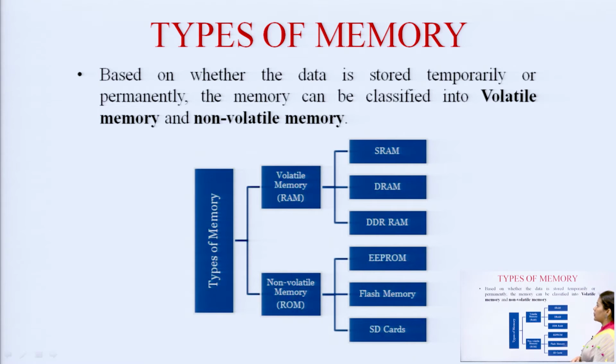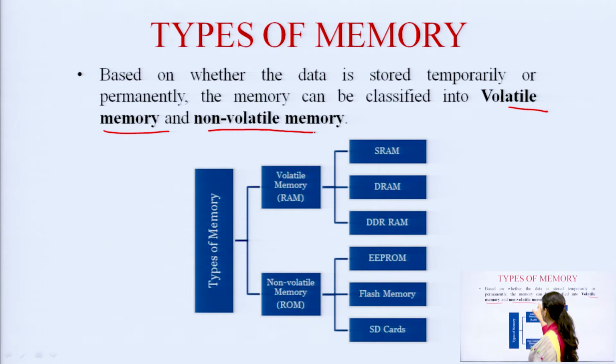So, what are the types of memories? Having a brief overview, they can be classified into two types, volatile memory and non-volatile memory. What we understand by the term volatile is that it can vanish. When the power is off, the data is also gone. That is known as volatile. And in non-volatile memory, when the power is off, the data is retained in the system, it is not gone.